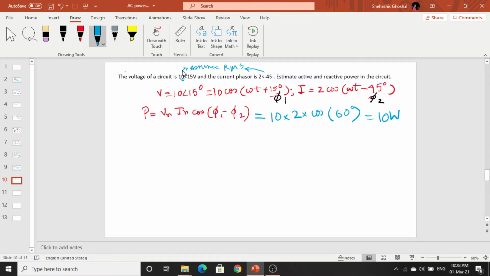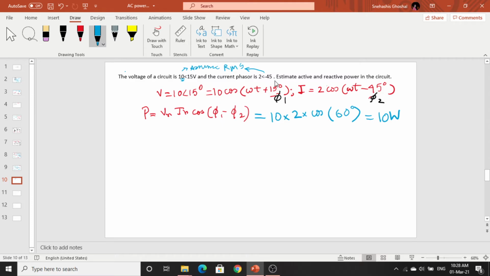Oh, sorry, so my mistake. So current is negative, voltage is positive. Voltage wave is positive, current wave is negative. Clear? So that means that the reactive power will be positive here. So it will be a lagging circuit, lagging load.